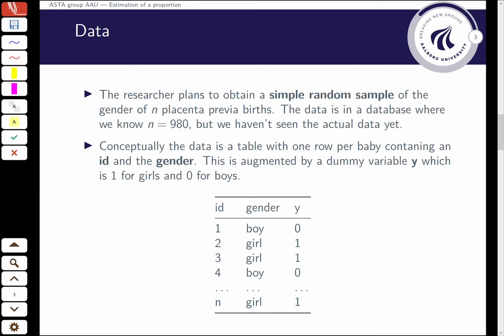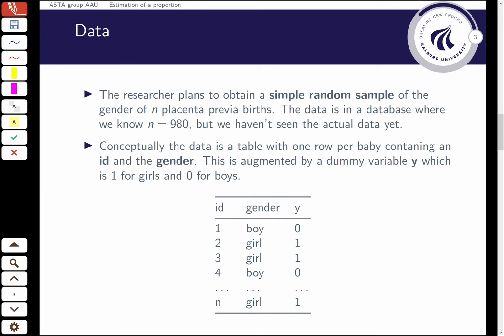And regarding the data, the researcher plans to obtain a simple random sample of the gender of n placenta previa births. So there's a specific number of births that we're going to check, and we know the birth has been in the presence of the placenta previa condition, and we check whether it's a girl or a boy. We haven't looked at the data yet, we're just trying to prepare how we are going to make a statistical analysis of this. And conceptually, the data is as in the table here, where we just get one row per baby containing an ID and the gender of the child.